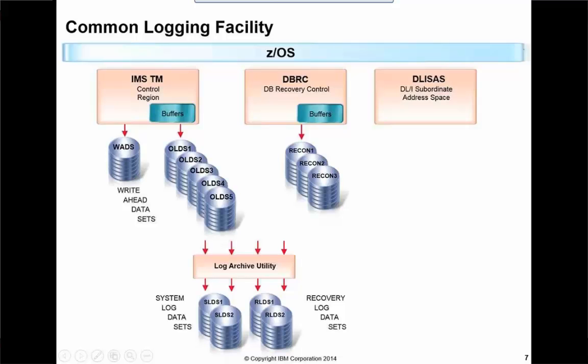There are 2 that act as a pair. In case one goes wrong, we always have the second. And then we have a third that's sort of a backup. In case one recon goes bad, we can always switch it and use the backup. So you always have a pair of recon data sets. So this keeping track of your OLSs, your SLDSs, your RLDSs, this keeping track of the log inventory, that's done by DBRC, and it's recorded in the recon data set.